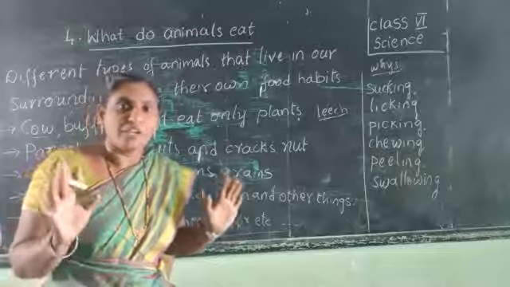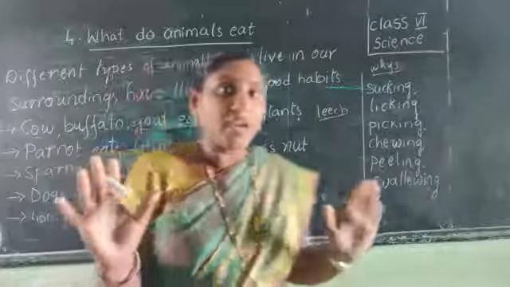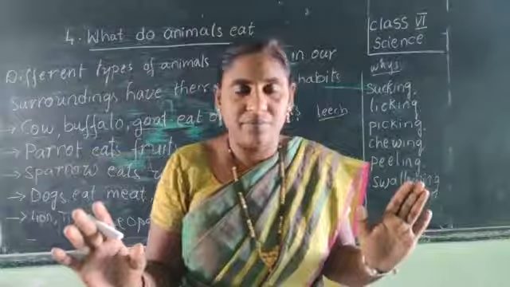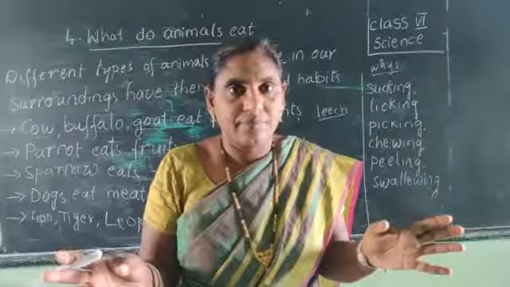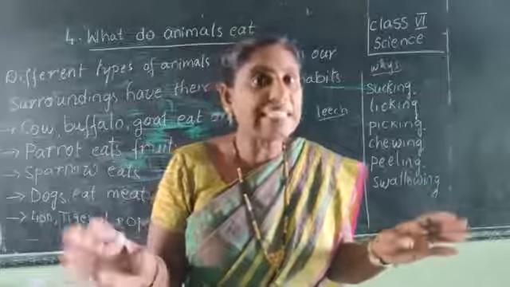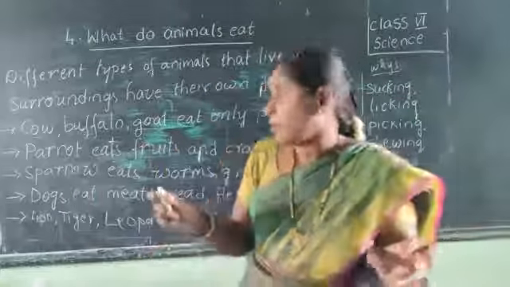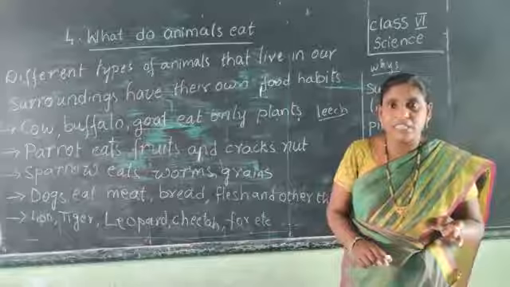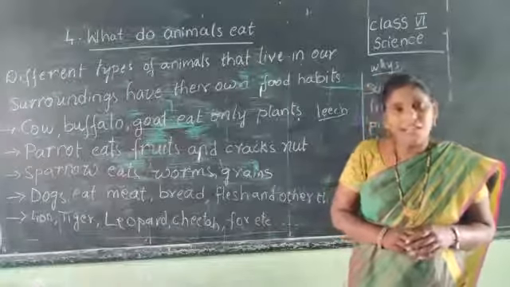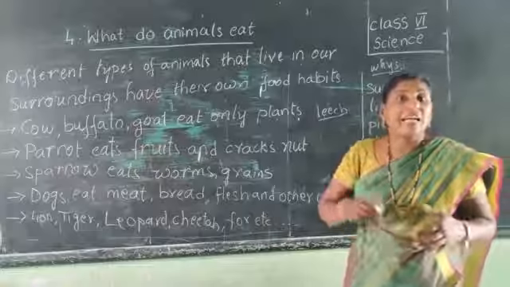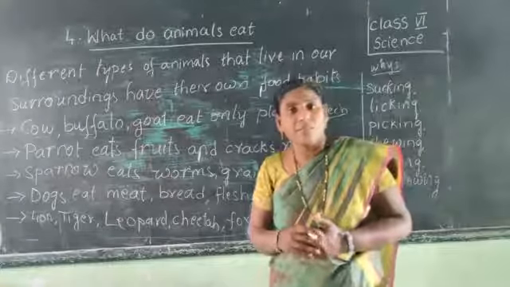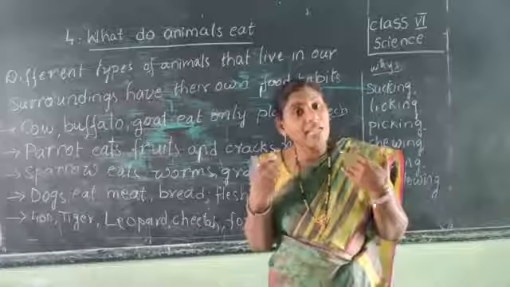They are dangerous. They eat us. They swallow us. These are all dangerous: tiger, lion, leopard. What do they eat? They eat other animals, and they eat us also.